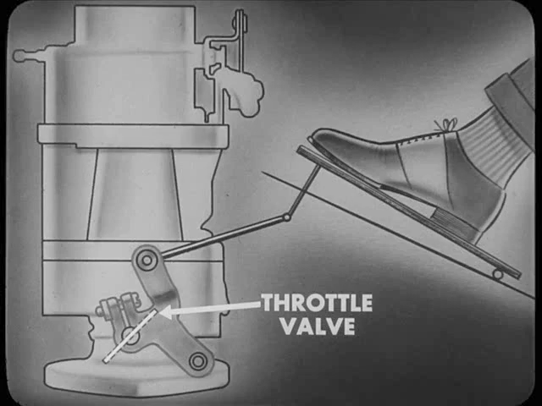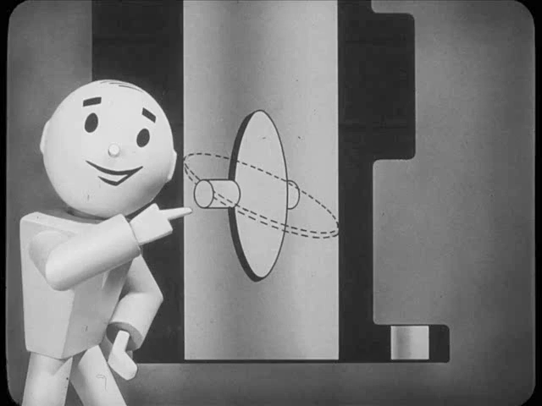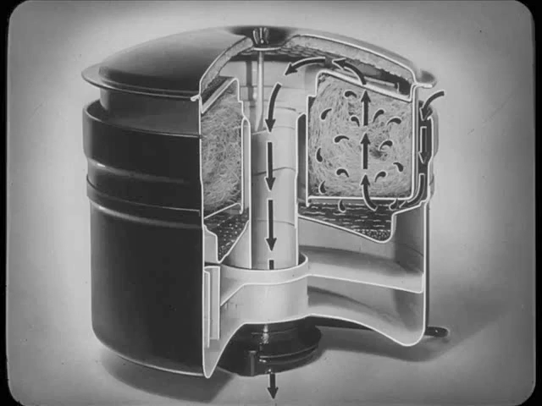Well, if the jet controls the amount of fuel, what controls the amount of air? The throttle valve. It opens every time you step on the gas pedal. It's like a damper in a chimney. When wide open, it lets in a lot of air. When partly closed, it cuts down the flow of air. That air is clean air, too, Duke, because it's filtered by that oil bath air cleaner on top of the carburetor. Oh, I see, Ken.